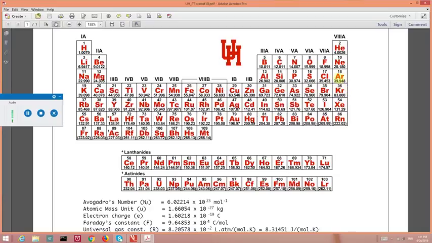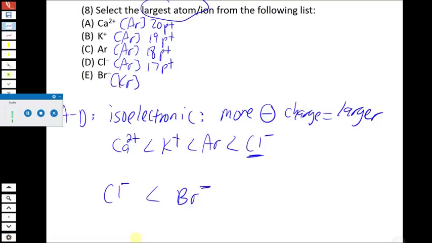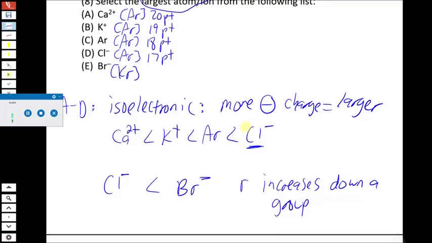In Cl minus, the valence electrons are in a 3p subshell. In Br minus, they're in a 4p subshell. Those should be farther away, and so Br minus should be larger than Cl minus. So when we're comparing these two, Br minus is larger because of its location on the periodic table. The radius increases as we go down a group. The number of protons is not the important factor in this case because these don't have the same number of electrons. Only if they have the same number of electrons do we really hone in on the number of protons as the more important factor.